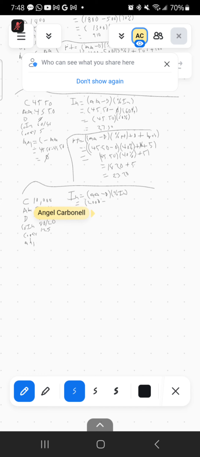Minus deductible. The deductible is 150. And then you multiply it by the percentage for the insurance. If I did it correctly, 1,850 times 80%.